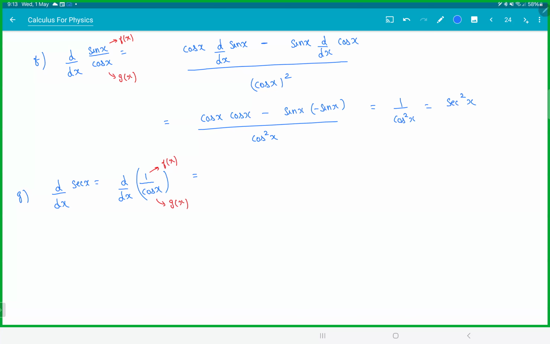Let's see your answer. Secant x tan x. Yeah, that looks right. Let's see. So again, use the formula g of x, that is cos of x. Differential of f of x, that is 1 minus 1 differential of cos x. So basically, wherever there is f of x now, put 1.